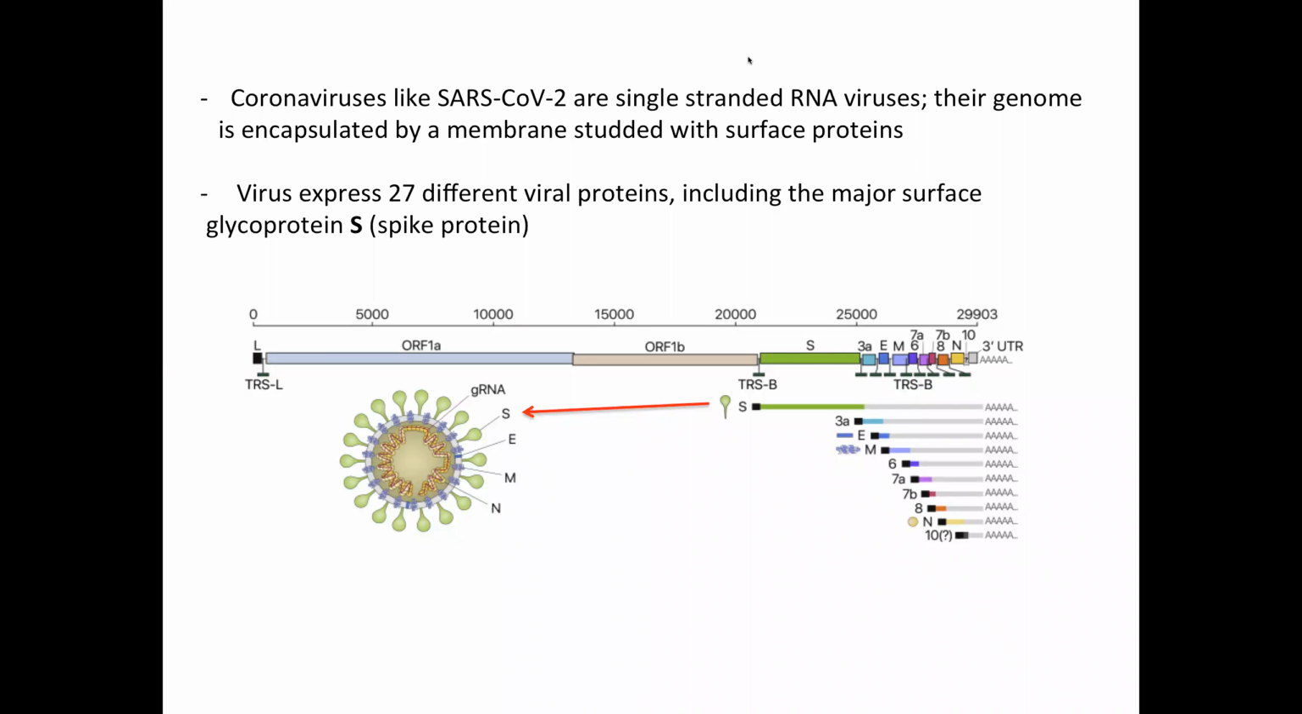Coronaviruses like SARS-CoV-2 that cause COVID-19 are single-stranded RNA viruses. Their RNA genome is encapsulated in a membrane that is studded with surface proteins. The virus makes about 27 different viral proteins, the major one being a protein on the surface called spike protein, or S protein. And that's shown down here on this image of the virus.